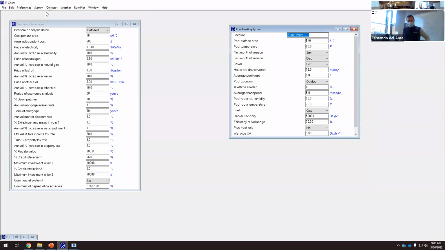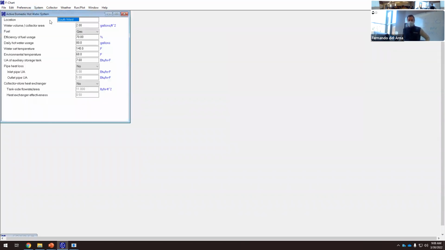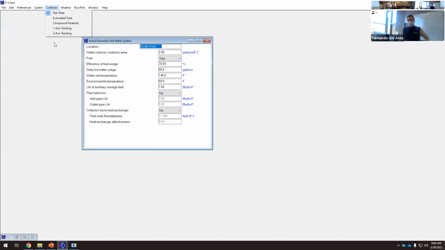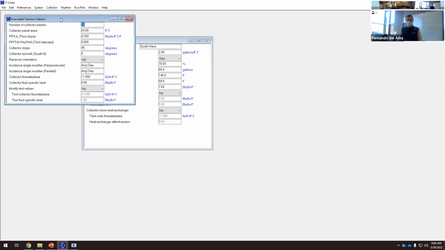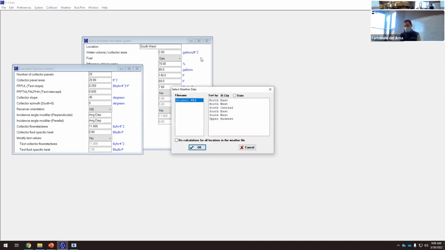Remember that we don't want economic analysis. Make sure that it's in English units. For the system, we have to select the first one, active domestic hot water. Collectors can be flat or evacuated. Last time we worked with a flat plate. Today we're going to work with the evacuated tube. This is the heat pipe, more efficient, more beautiful, more expensive. For the weather location, let's work on northeast.